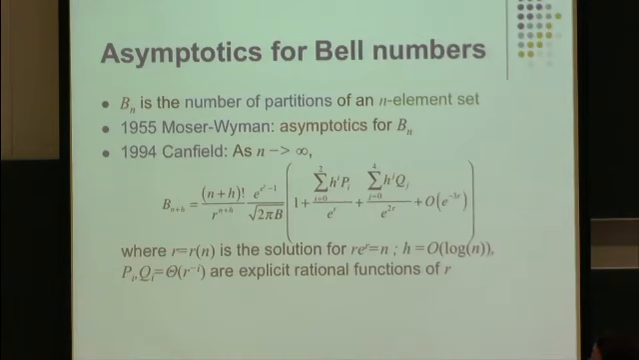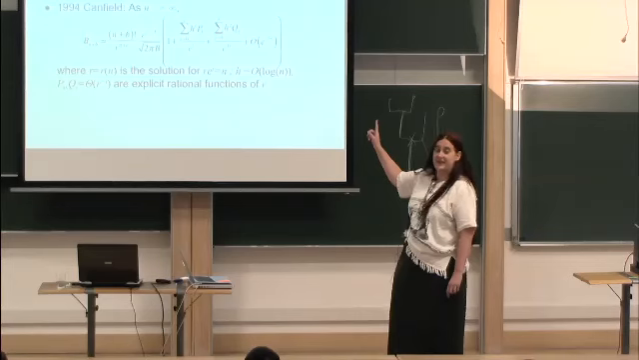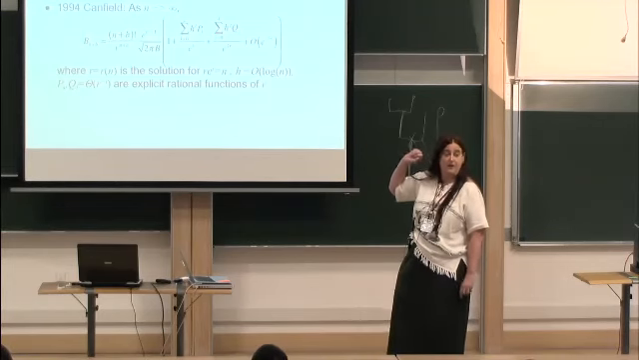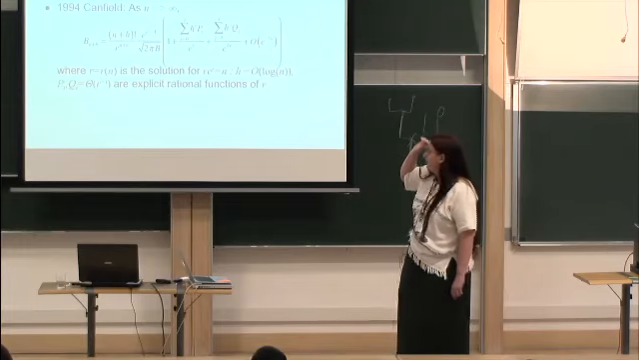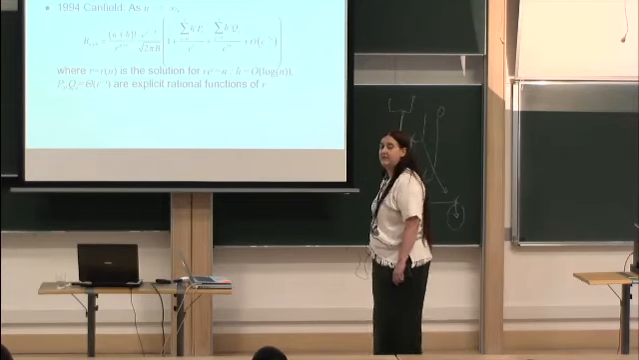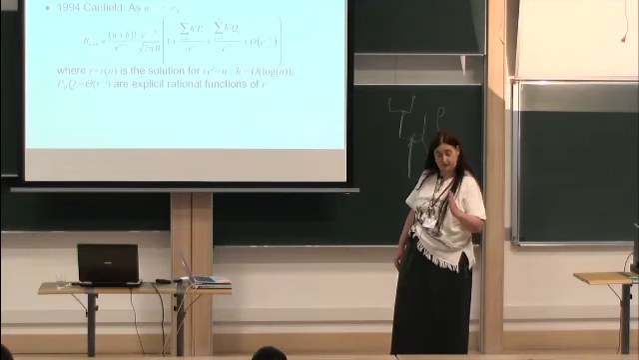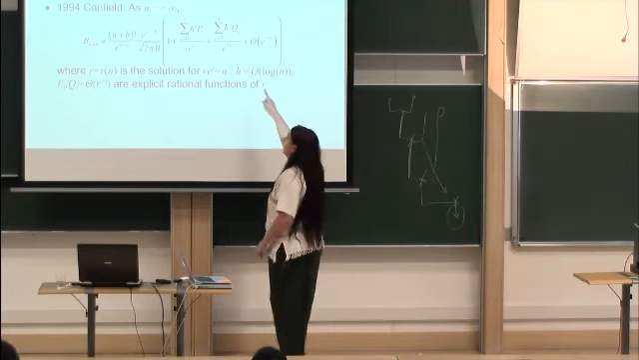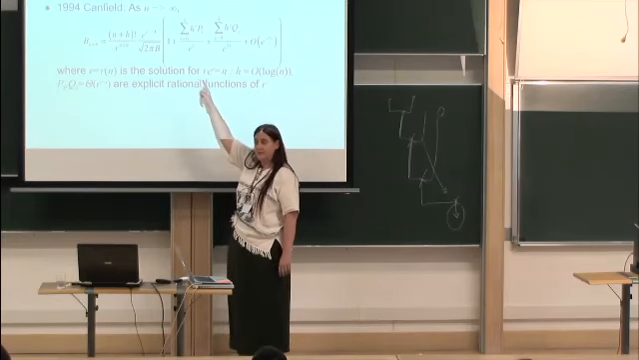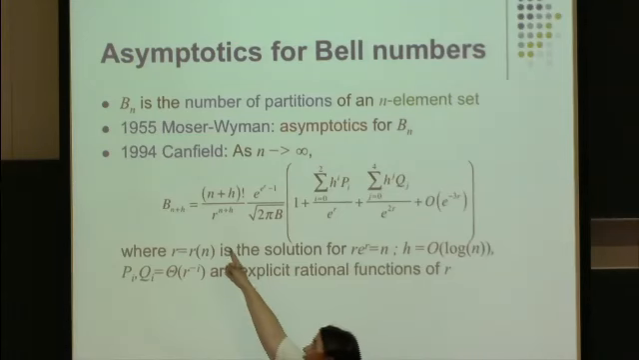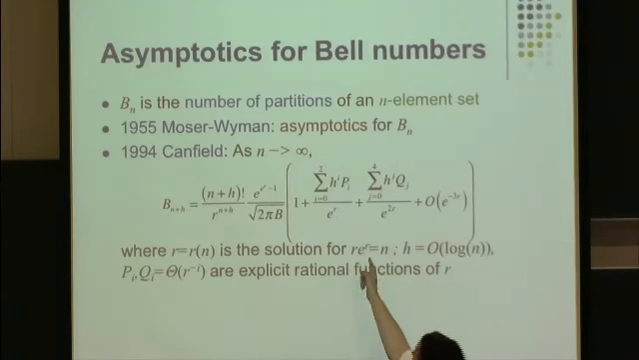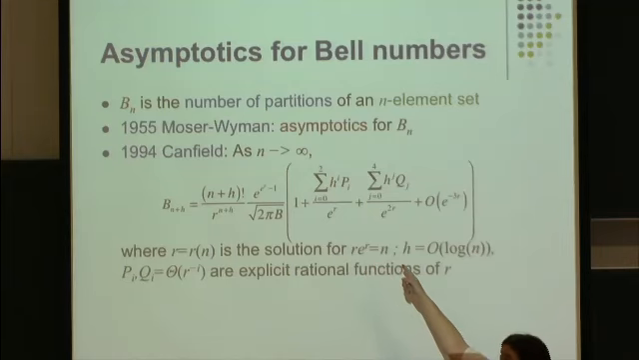And in 1994, Canfield provided this formula, which is an extremely important tool, because what happens here is that when you want to compute the Bell number around some quantity n, B sub n plus 1, and so on, this only depends on n. And R, which is the solution of this equation, is called the Lambert function.